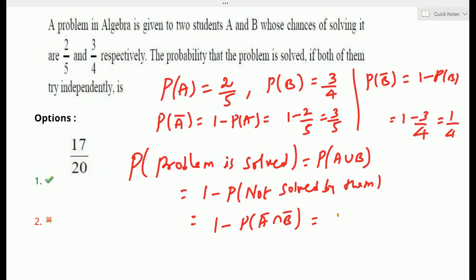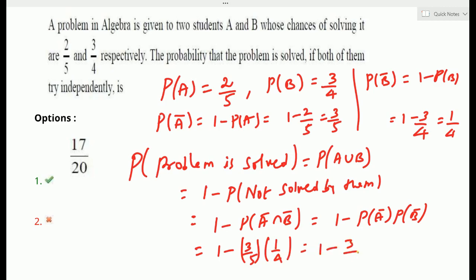This we can also write as P of A bar intersection B bar, which you can write as P of A bar into P of B bar. You can understand that these are independent events. I have given you the condition that they are independent events. So 1 minus P of A bar into P of B bar. That is 1 minus P of A bar, which we got as 3 by 5, and P of B bar, which we got as 1 by 4.